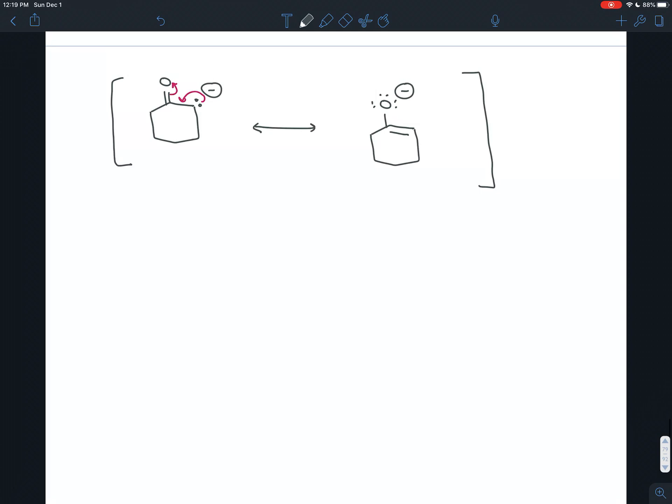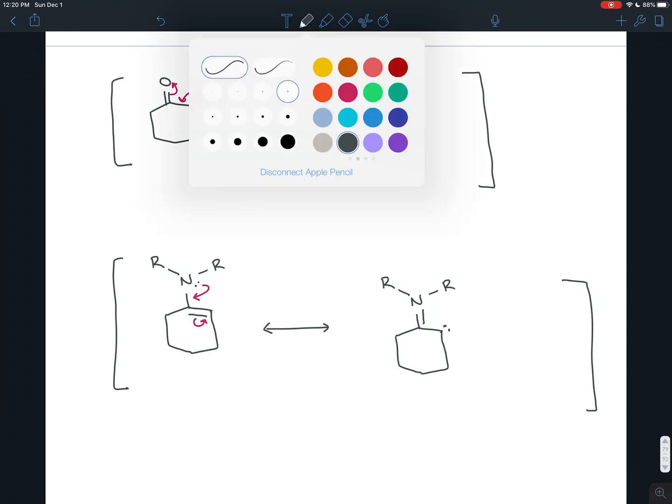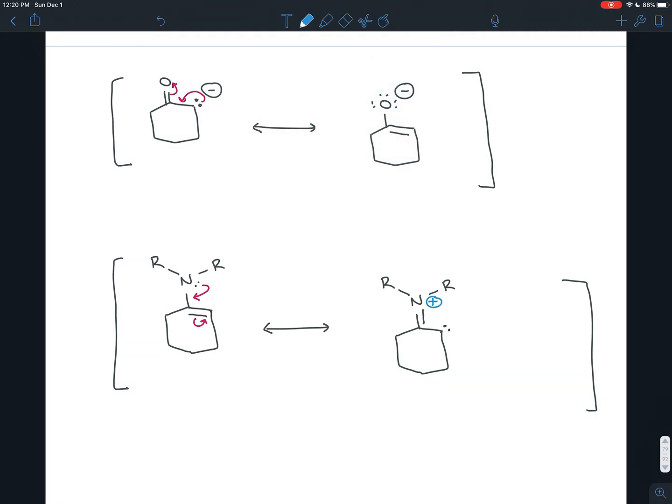With the enamine, on the other hand, the enamine also has two resonance structures. There's a lone pair on that nitrogen, and that is allylic to this pi bond too. So the lone pair can go toward the pi bond, and the pi bond goes away from the lone pair. That gives you the new resonance structure. And in this resonance structure, the nitrogen has 4 bonds, so it has a full positive charge, and then the carbon has a negative charge.